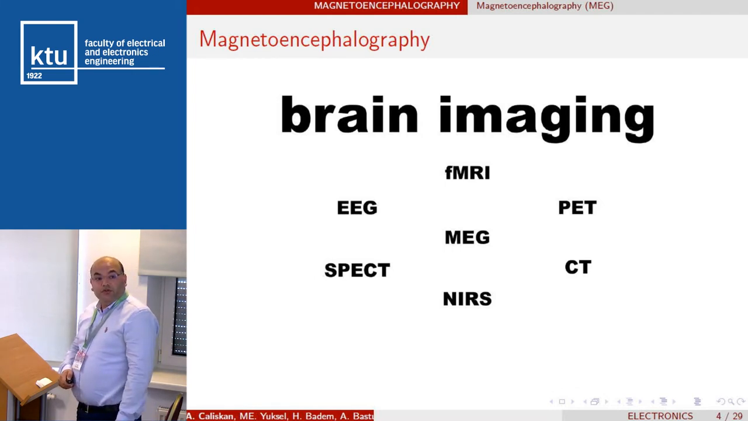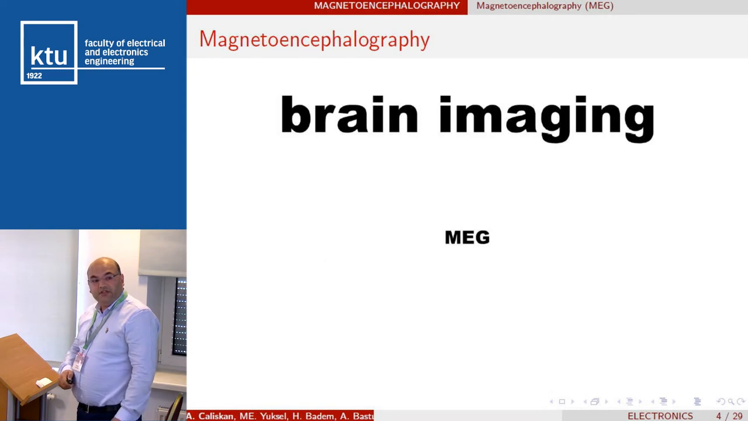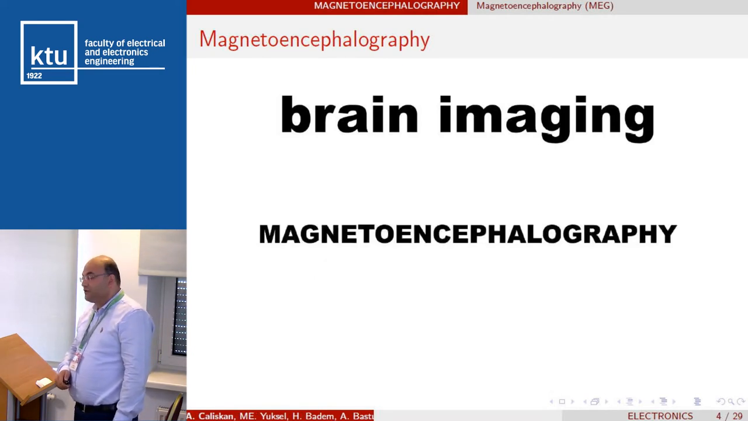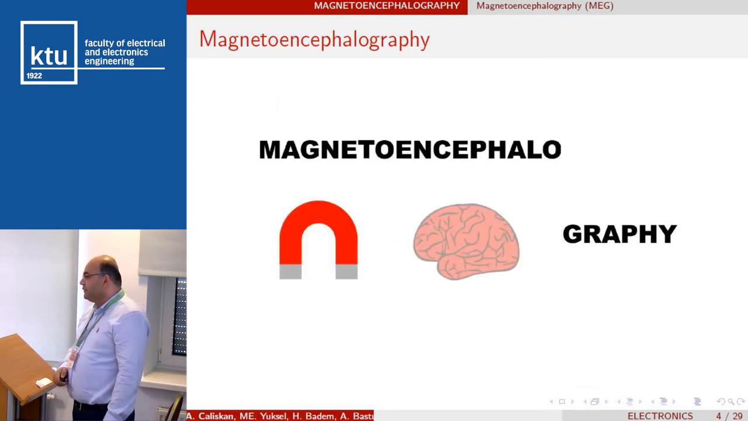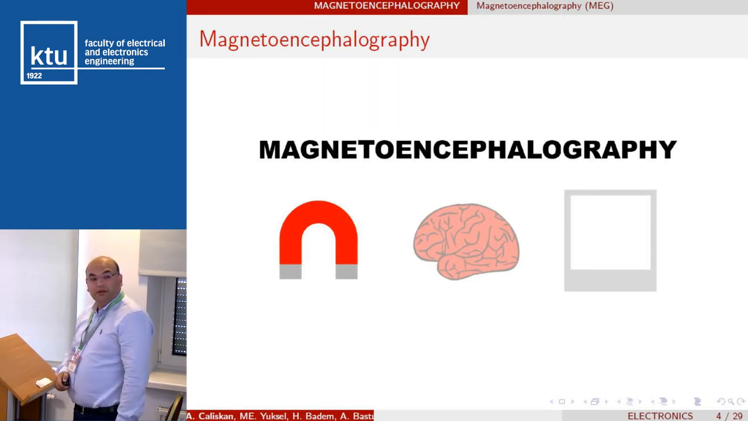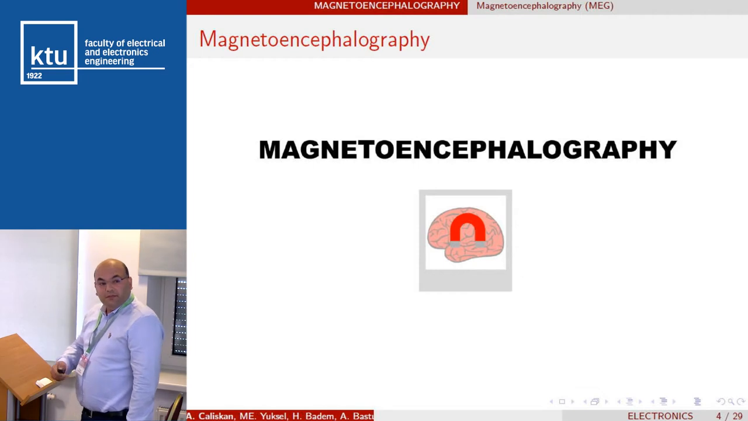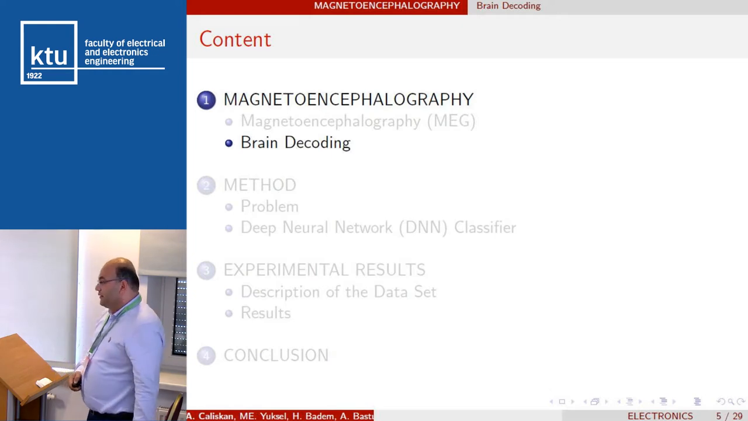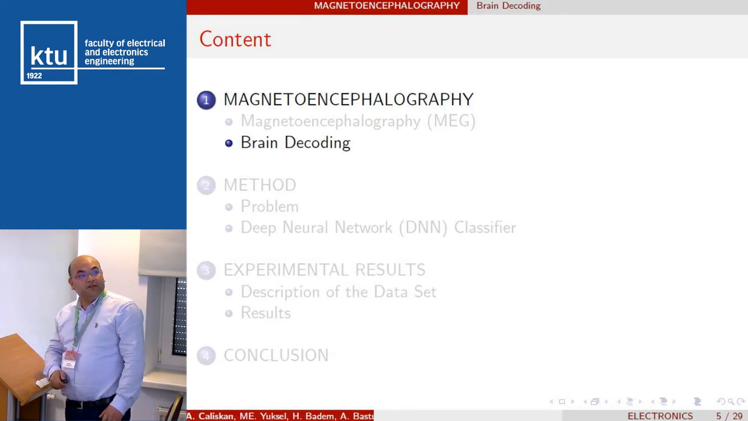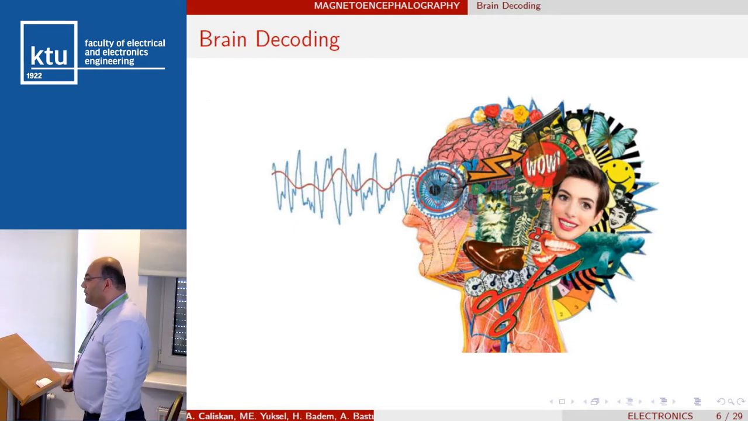One of the most important brain imaging techniques is MEG, magnetoencephalography. Magneto means magnetism, encephalo means brain, graph means images. Magnetoencephalography means a magnetic image of the brain. And let us pass to the other section, brain decoding. By analyzing the human brain, scientists may be able to decode human thoughts, their dreams, even their perceptions.